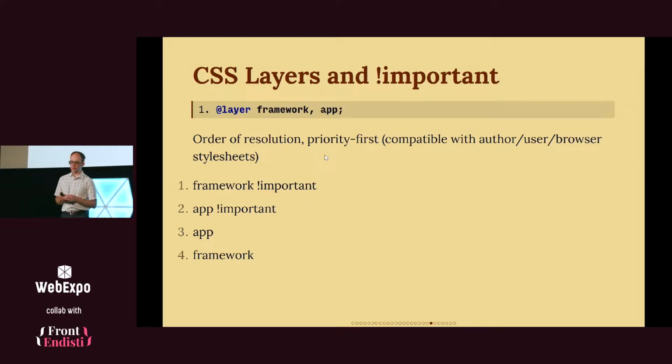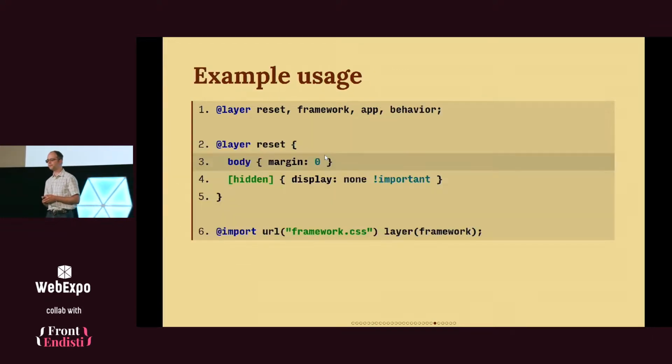Because today we have 3 different origins of styles: the browser, the author, and the user. And the modifier important works exactly the same way already today because it reverses the priority. So this was designed to be consistent with the CSS we are using today.